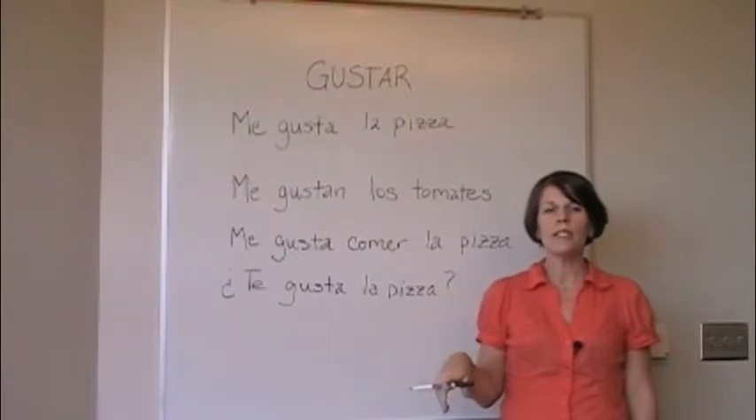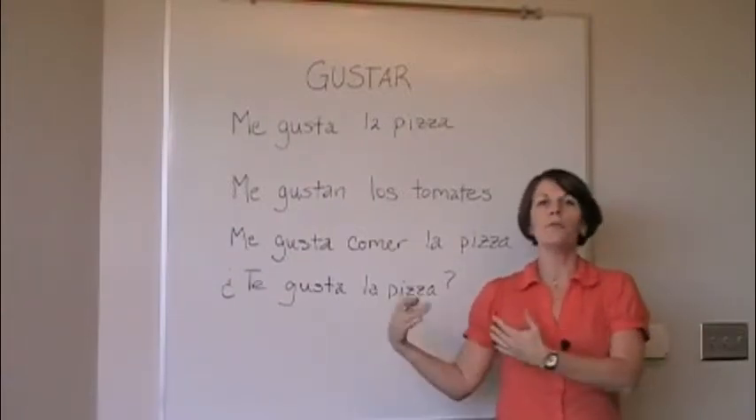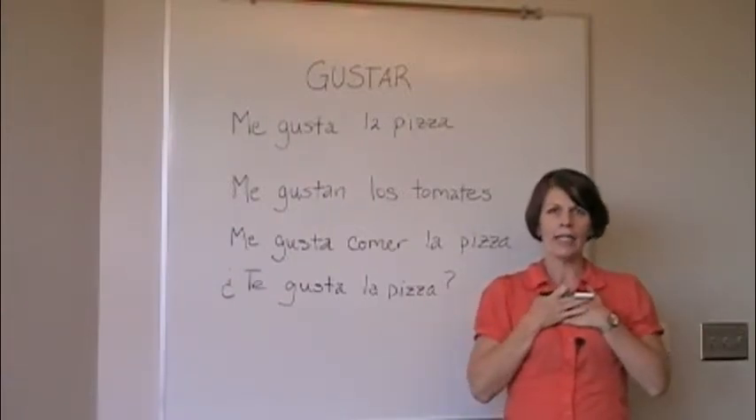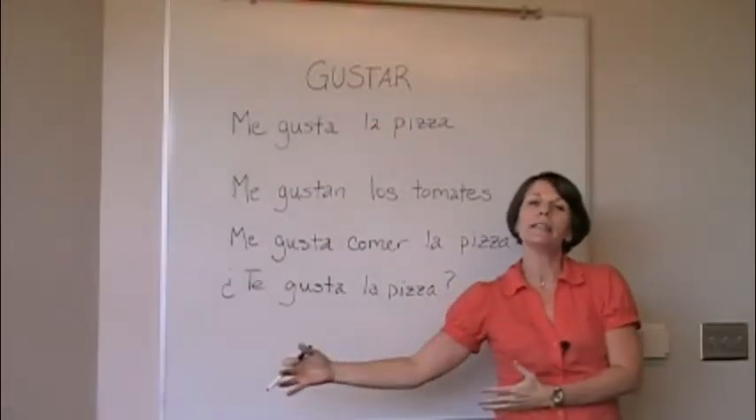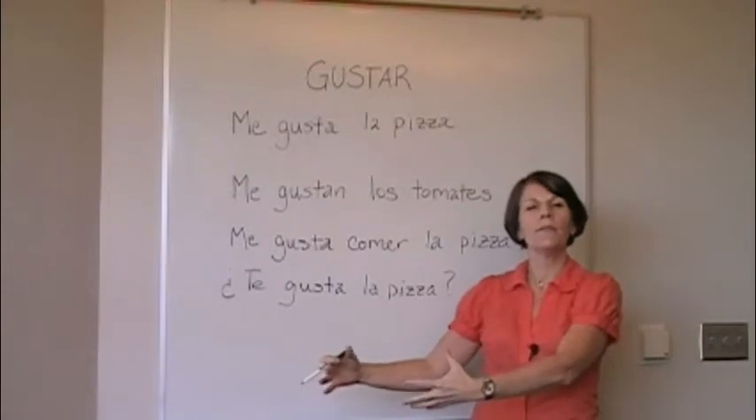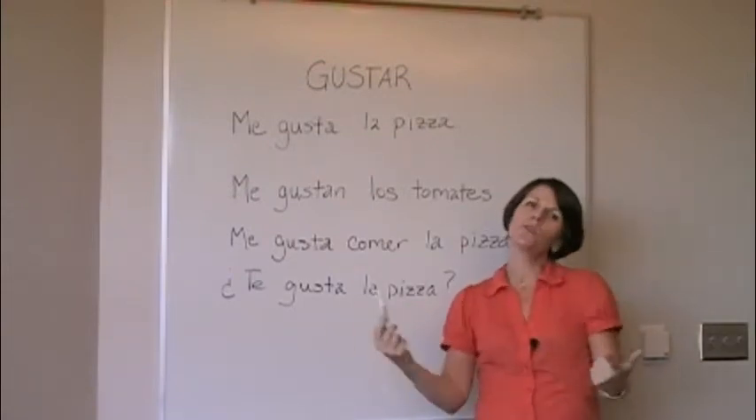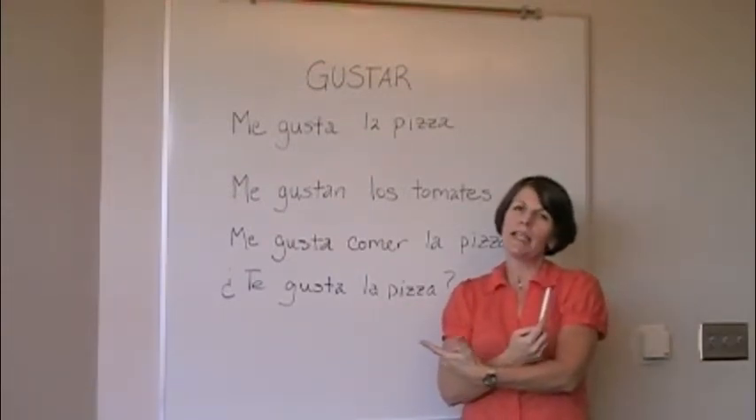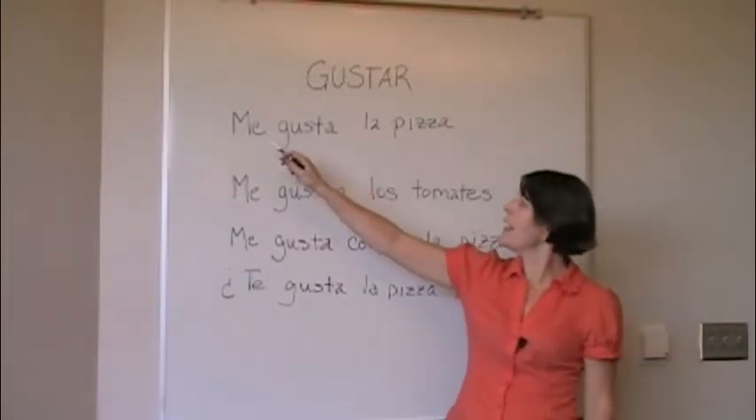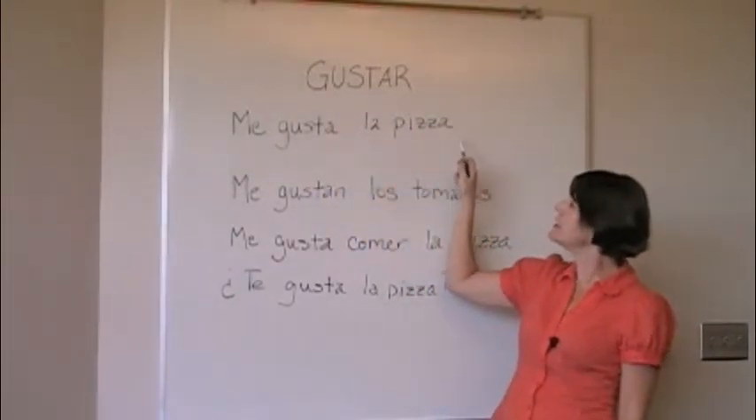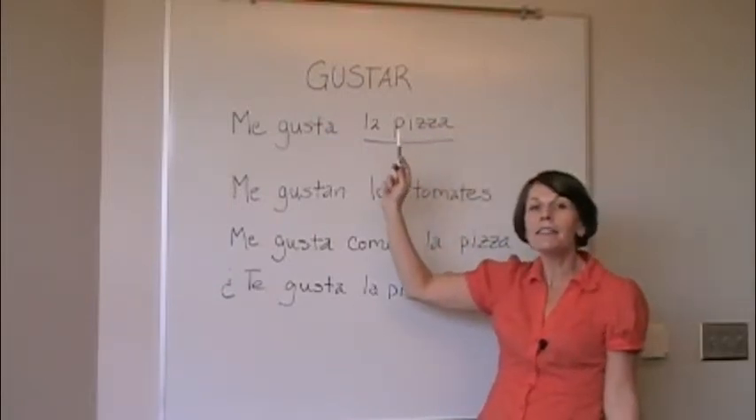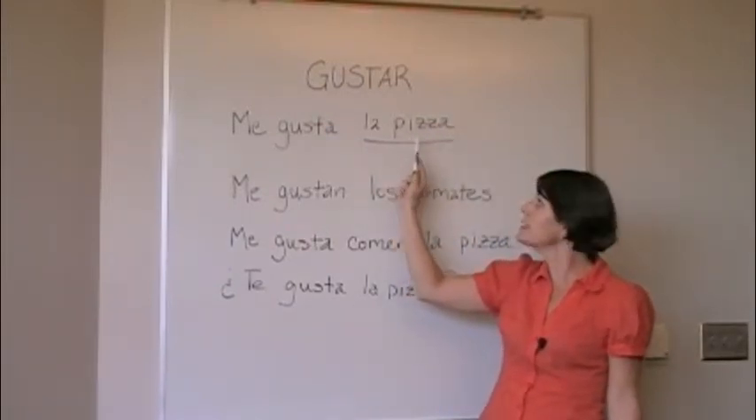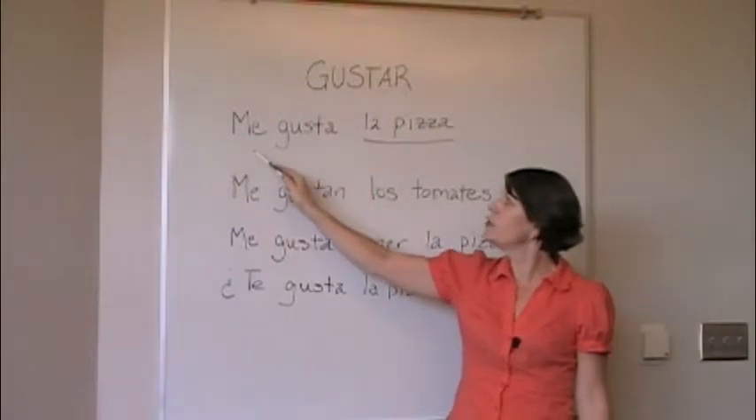In English, we say, I like pizza. So I am the subject of the sentence. I like what? I like pizza. So we do something to pizza. In Spanish, it's actually reversed. In Spanish, we say, me gusta la pizza. La pizza is the subject of the sentence. Pizza is pleasing to me.